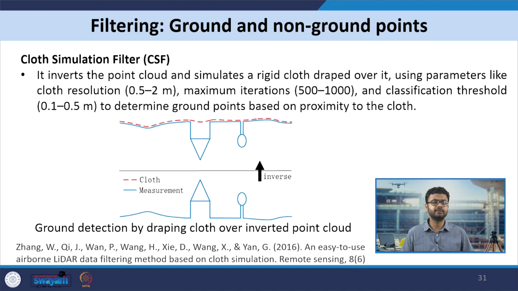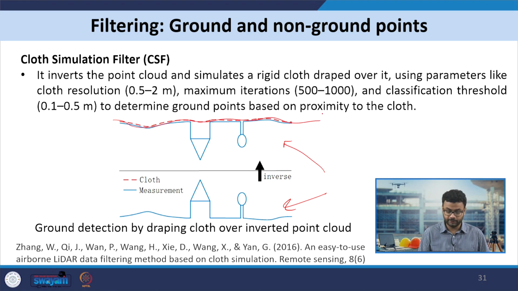Then in recent years, cloth simulation filter or CSF is getting more and more popular because it gets very robust results. How this filter works is it inverts the point cloud and simulates a rigid cloth draped over it. So if we have this kind of point cloud, then the idea here is to invert this point cloud. Then we get this point cloud and then drape a piece of cloth on top of it.